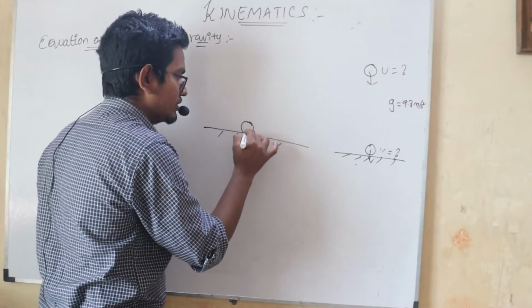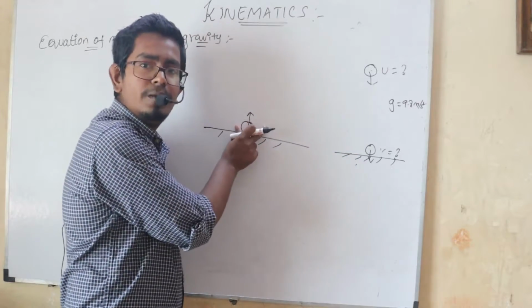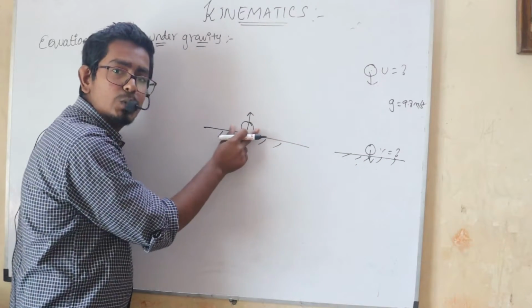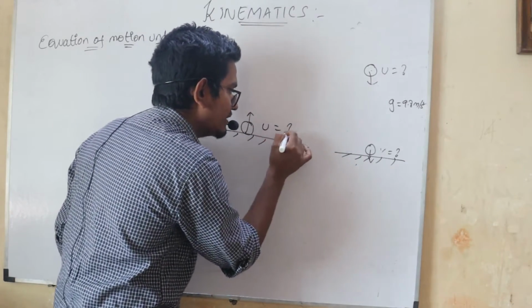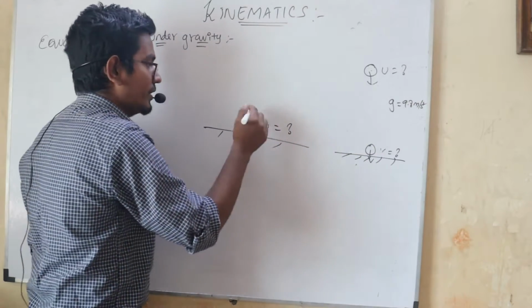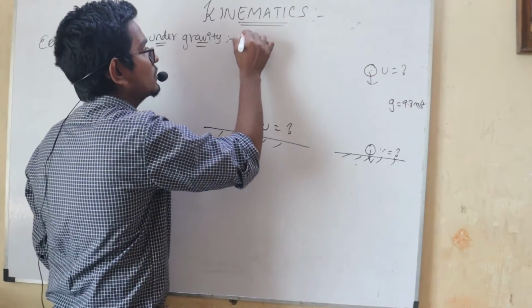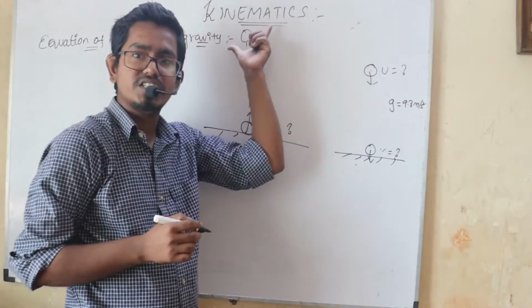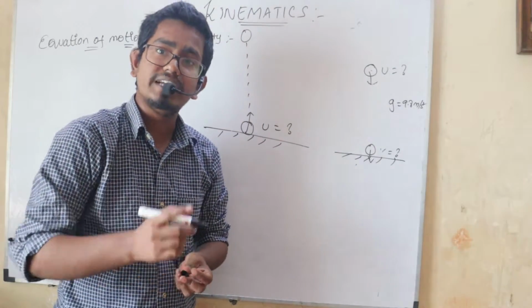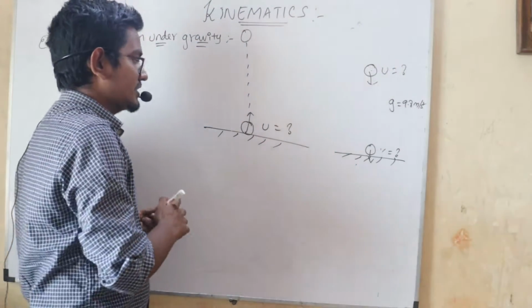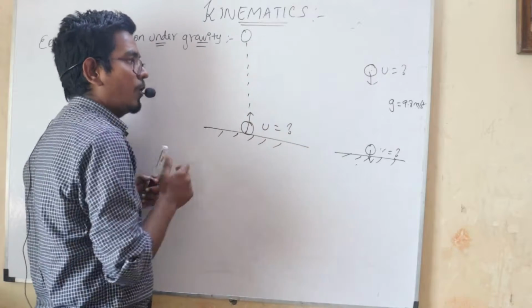Whenever I throw the object from the ground, that means I throw this ball or this marker with some velocity u in the upward direction. That means I am projecting the ball in the vertically upward direction. Whenever I am projecting the ball upward, what will happen?